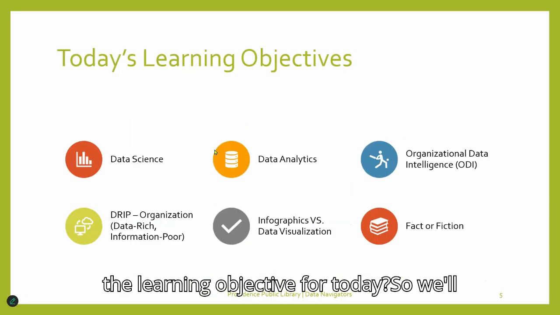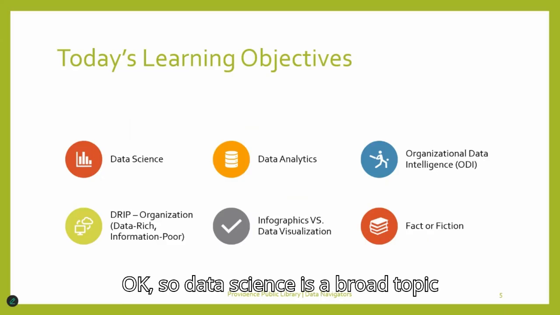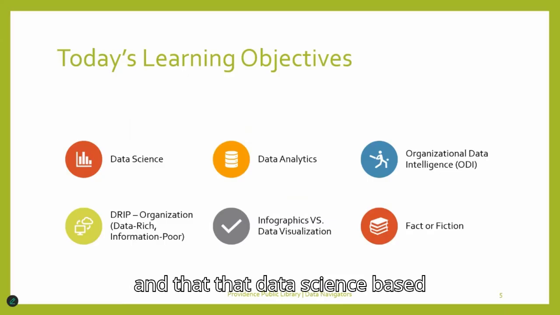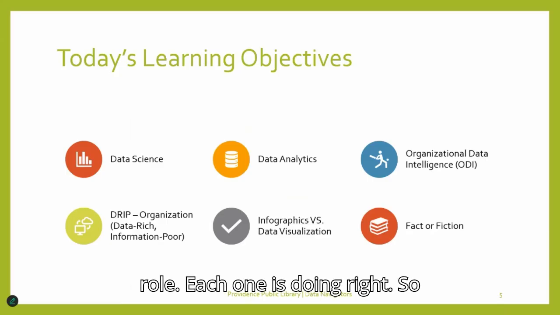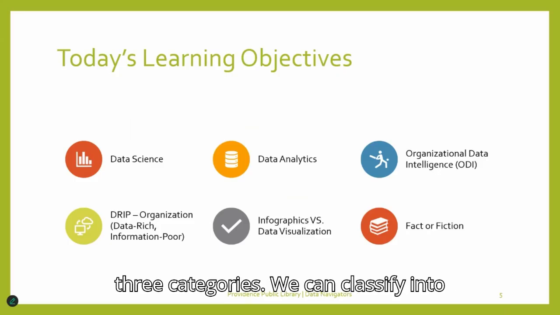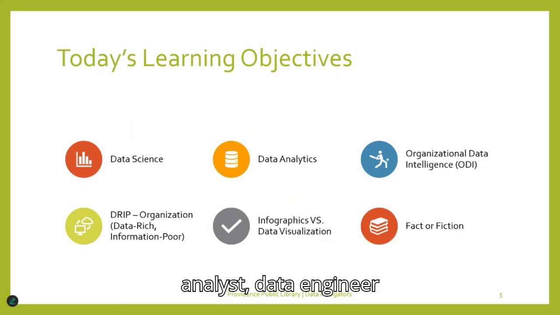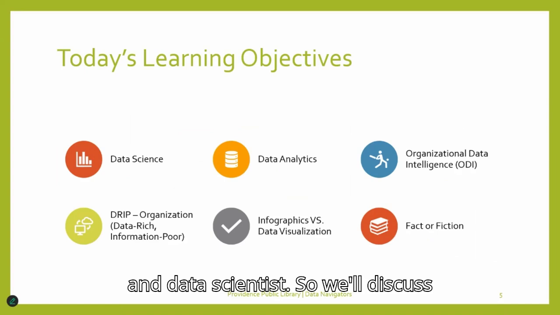So what is the learning objective for today? We'll discuss what is data science. Data science is a broad topic, and it depends on the job performance or the role each one is doing, right? So we can categorize data science into three categories. We can classify it into more categories, but broadly three: data analyst, data engineer, and data scientist. So we will discuss that.